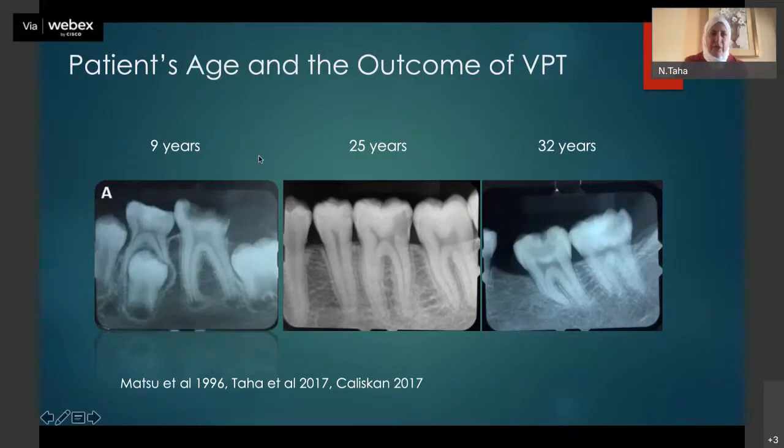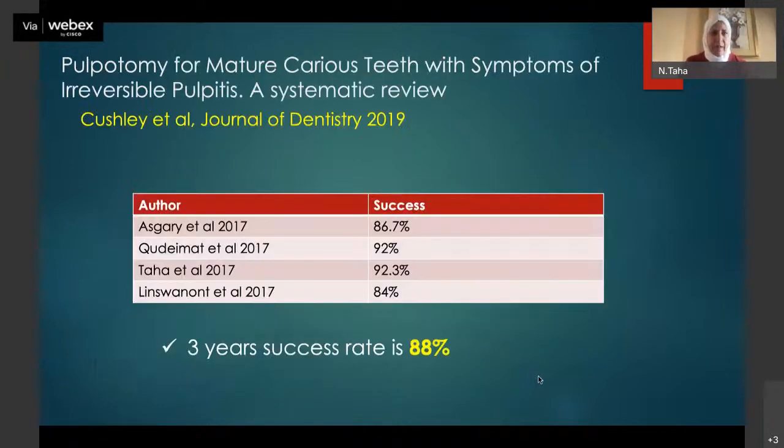I will show you that patient age is also not a contraindication. This 9-year-old patient has an open apex and deep caries. This is a 25-year-old, a young patient, and this is in adulthood. All these cases were treated by vital pulp therapy by Matsu et al., Taha et al., and Kaliskan et al. They included a wide range of ages, from 9 years old to around 70 years old.